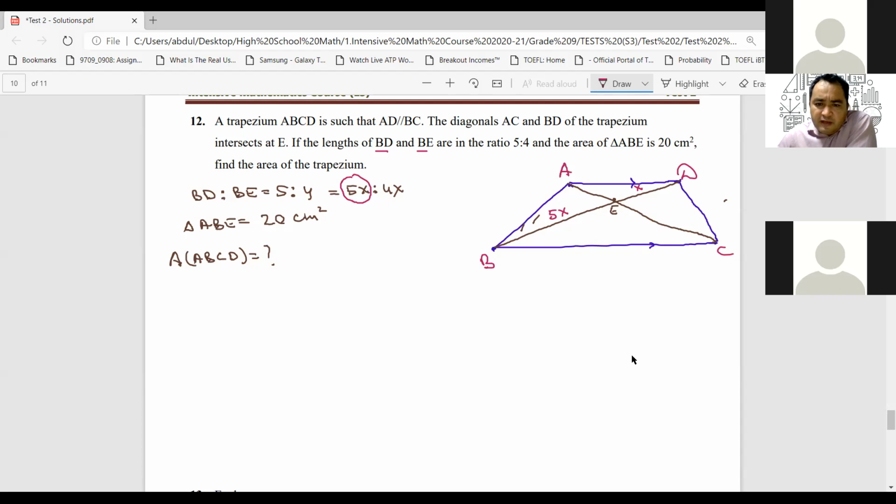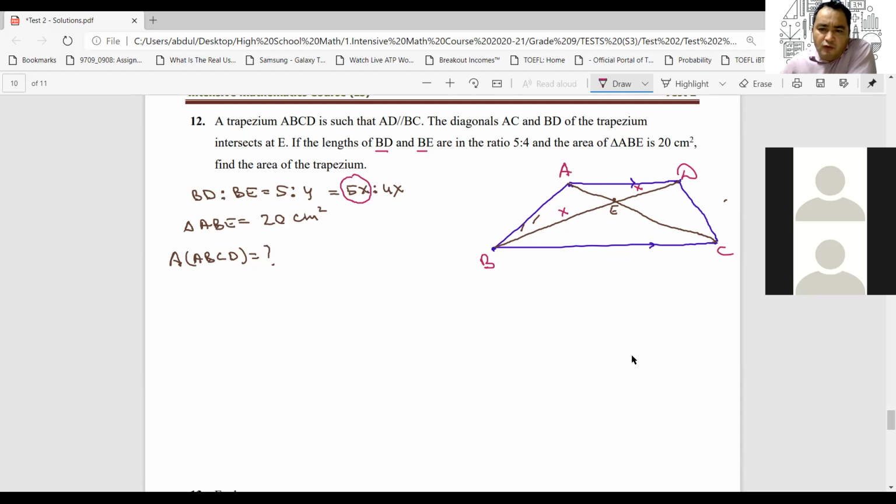So what is BE? BE should be 4x, from B to E, and BD is the whole length, 5x. So this should be 4x. Okay, now I think it's clear what is given here.